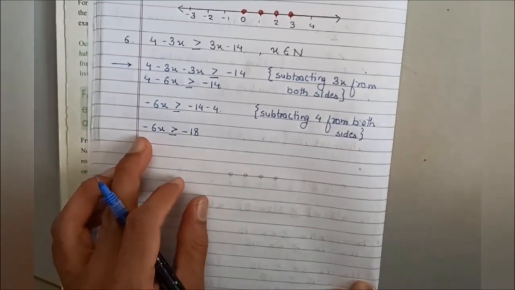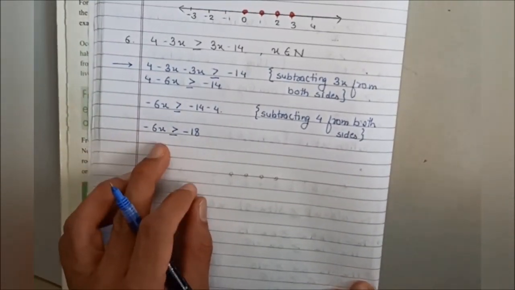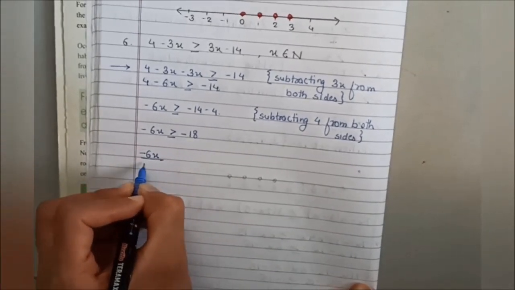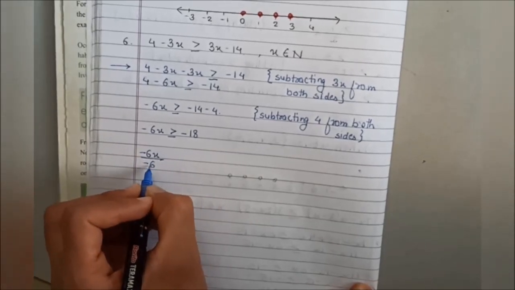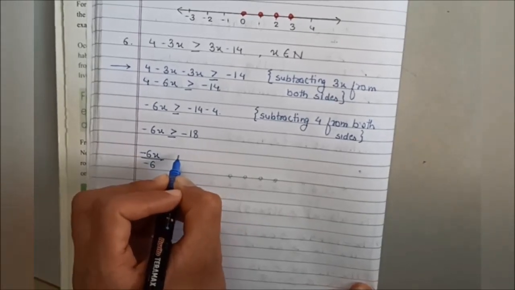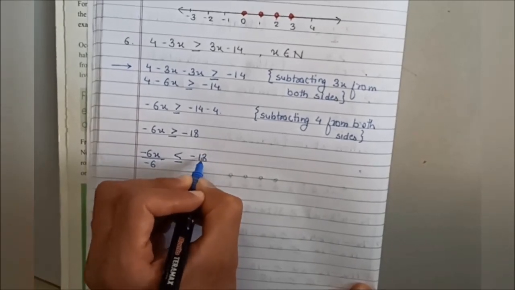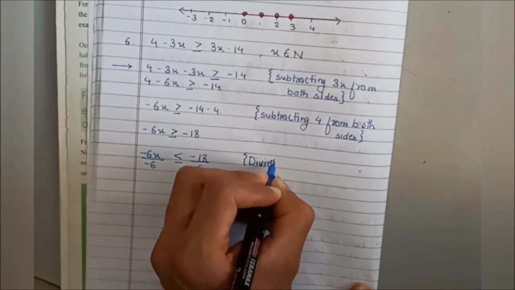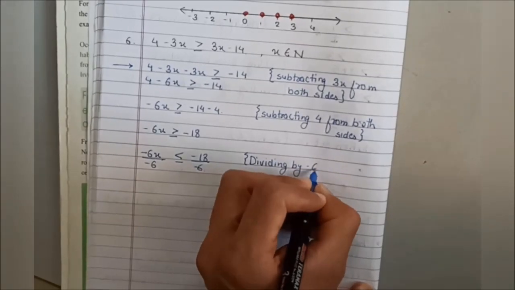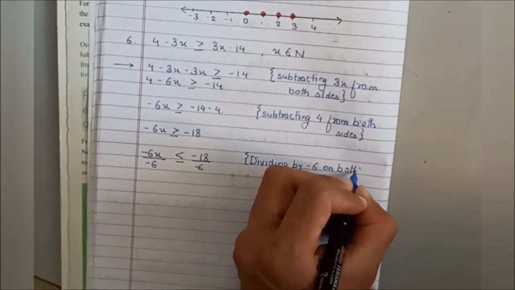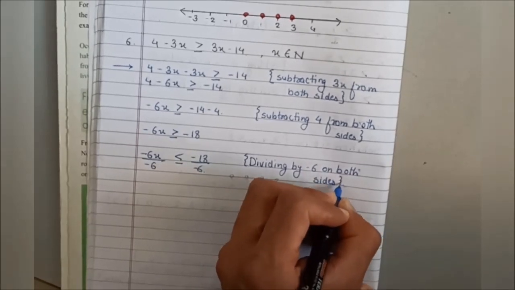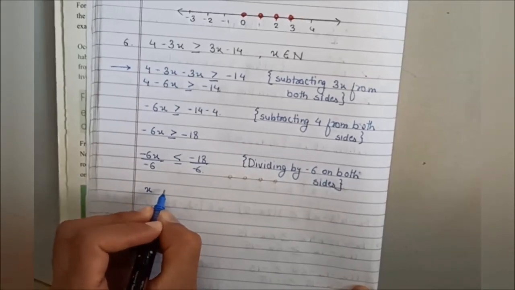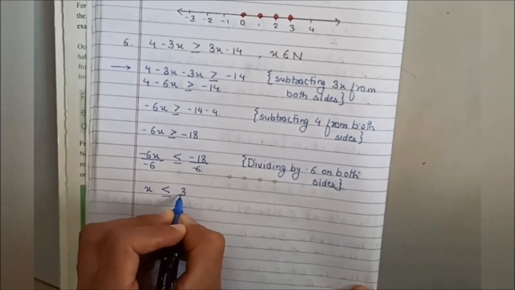Now if I want to remove this minus 6, I will have to divide by minus 6. Minus 6x divided by minus 6. Now if I am dividing by a negative integer, the inequality sign reverses. So it is going to become minus 18 by minus 6. Dividing by minus 6 on both sides. Here since I have divided by a negative number, the inequality is reversing. So it is going to become x less than or equal to 3.